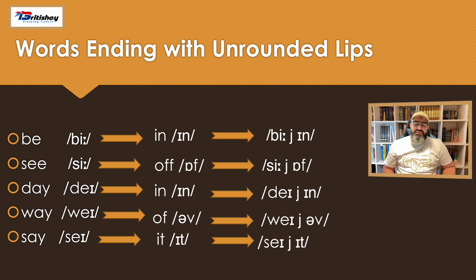Wonderful. Excellent. So rule number 1 in intrusive sounds. When you have a word ending in an unrounded vowel, followed by a word starting with any vowel, you add a yah sound. And this happens a lot in the American accent, in the British accent, and in the Australian accent. So let's go to some examples from the American accent.